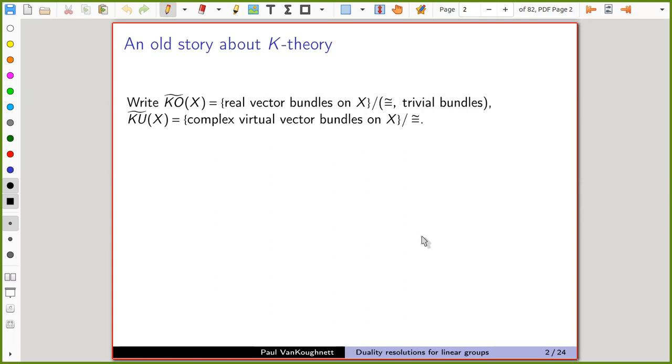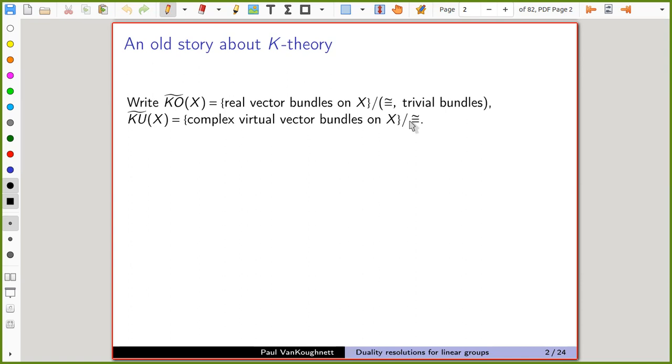I'm going to assume that people know some algebraic topology, so you've probably heard about K-theory before. We can talk about reduced real and complex K-theory. For some reason, I wrote these in different ways, but they should say the same thing. We'll think about the set of real vector bundles on a space X, mod isomorphism, and identifying trivial bundles with 0. The point of doing that is that this is a group, and likewise, you can do the same thing with complex vector bundles.